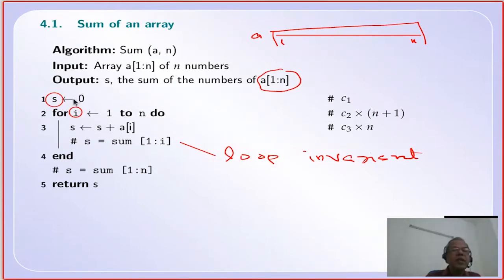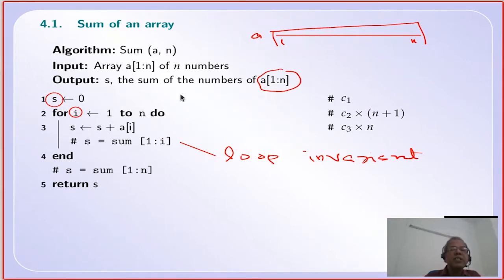How many times is this executed? This assignment, just one time, maybe C1. It's a constant operation. And there is also a loop, which also results in a number of instructions. At least there is a comparison. Is I equal to N plus 1? This comparison is done N plus 1 times. The first N times, the comparison is false, since I is not yet N plus 1. In the last comparison, I is equal to N plus 1 and therefore the loop terminates.